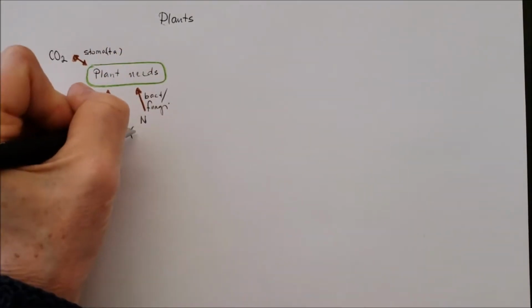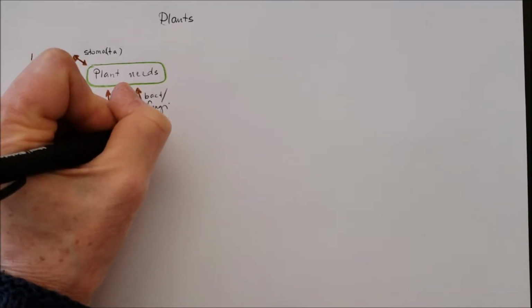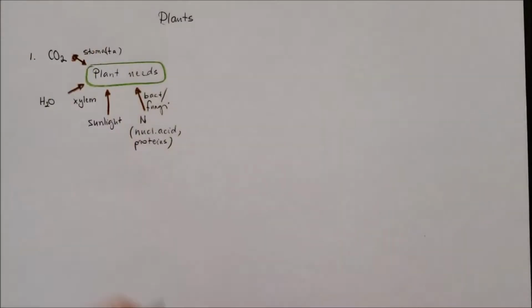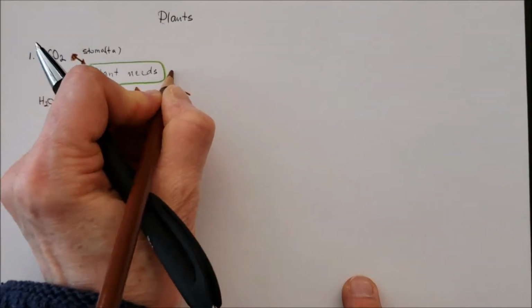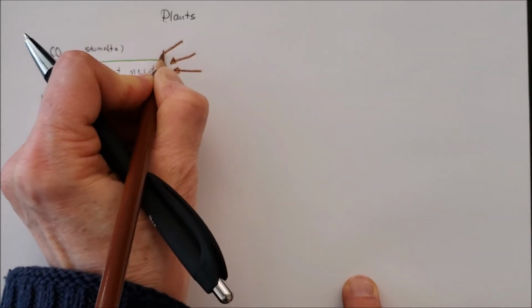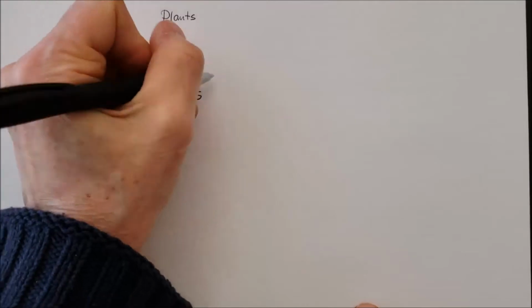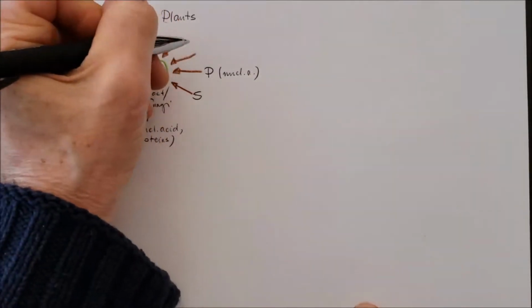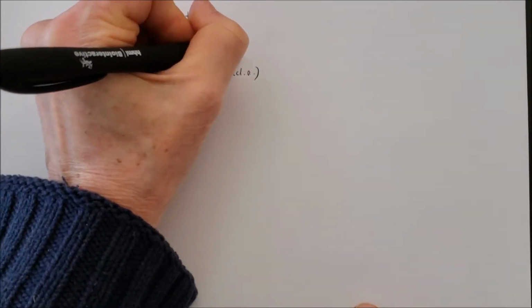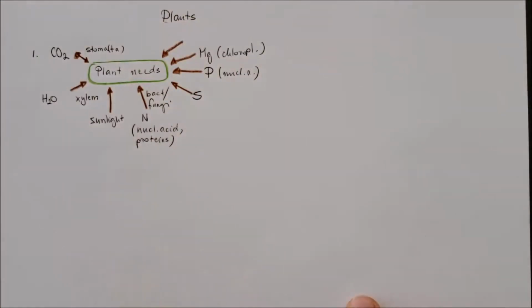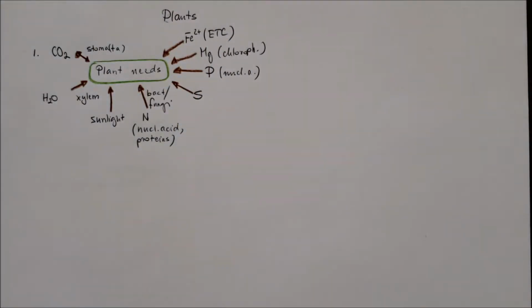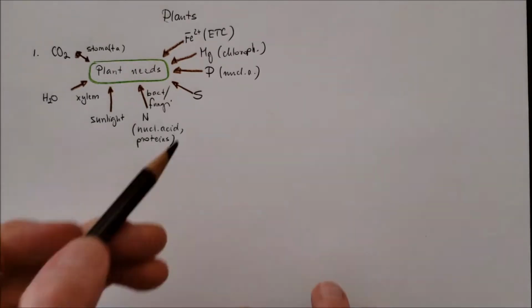Nitrogen for nucleic acids and proteins, they are supplied by bacteria and fungi. It needs also sulfur. Sulfur for the protein, nucleic acid, phosphorus for nucleic acid, magnesium for the chlorophyll, because the chlorophyll contains it, and iron ion that is part of the proteins in the electron transport chain in the cellular respiration.